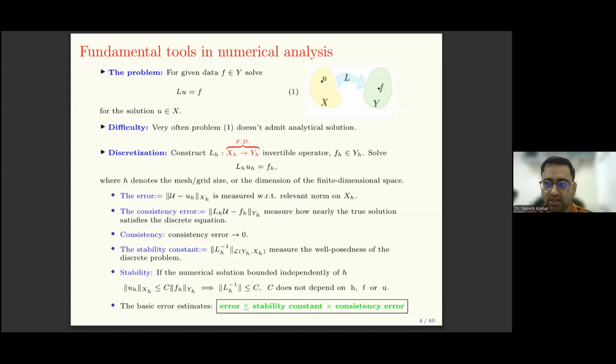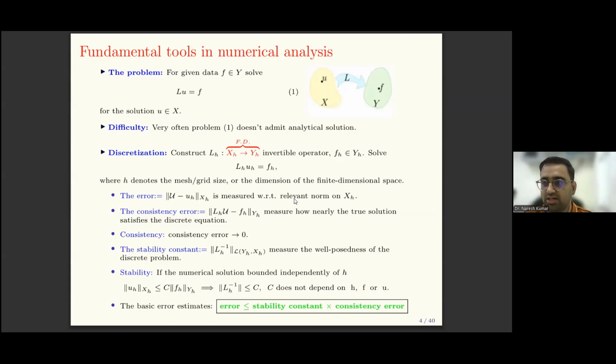So first we restrict our spaces X and Y to Xh and Yh, that is the finite dimensional space, and then we construct another operator, that is Lh. Instead of L, we construct Lh, and we want that operator to be invertible. Then we are looking for a solution of Lh Uh equal to Fh. So now we are looking for Uh instead of U, where h is the mesh size for the given discretization domain.